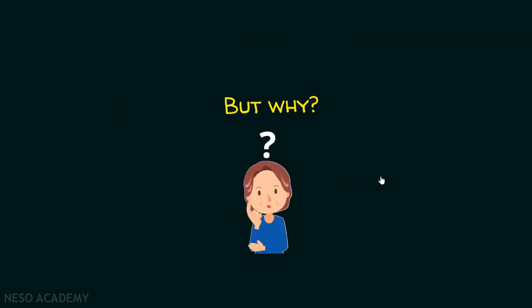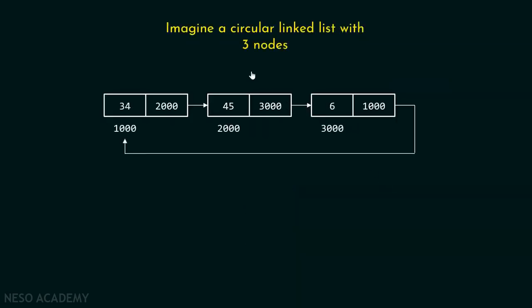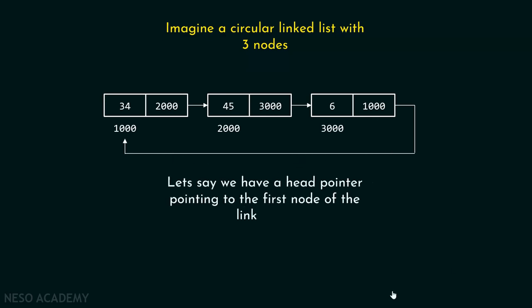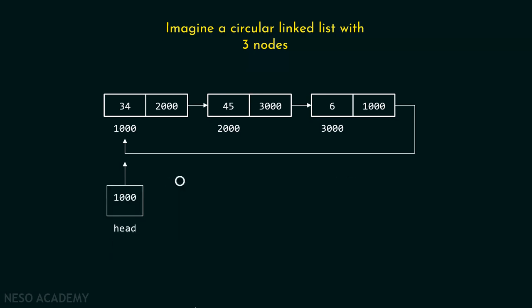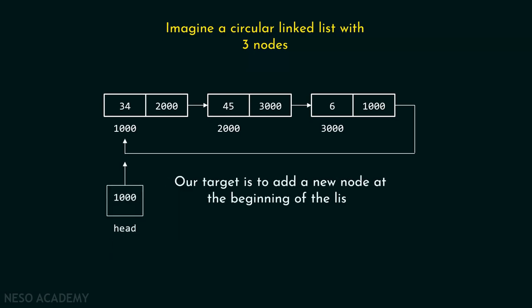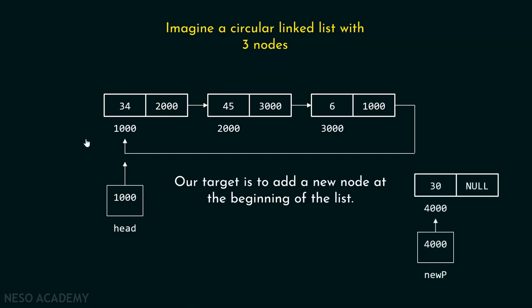But why? Why are we keeping a tail pointer instead of head pointer? Imagine a circular linked list with 3 nodes, and here this node is pointing to the first node. Let's say we have a head pointer pointing to the first node of the linked list. Our target is to add a new node at the beginning of the list.